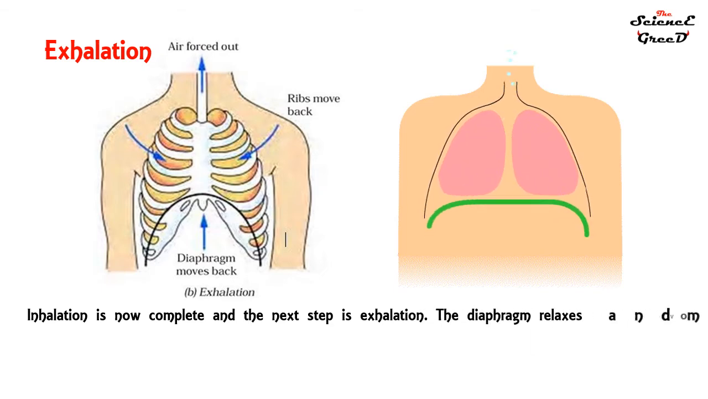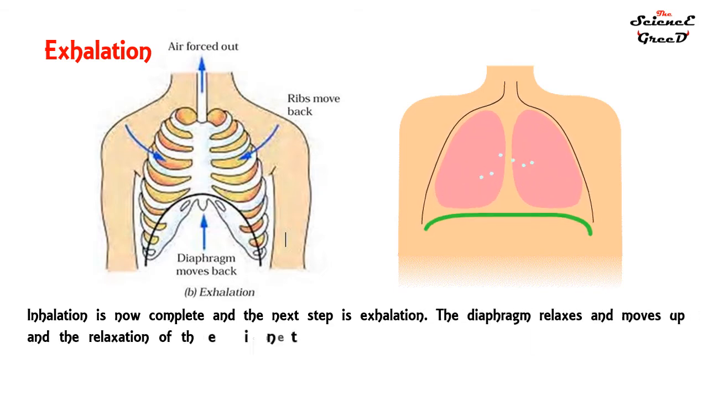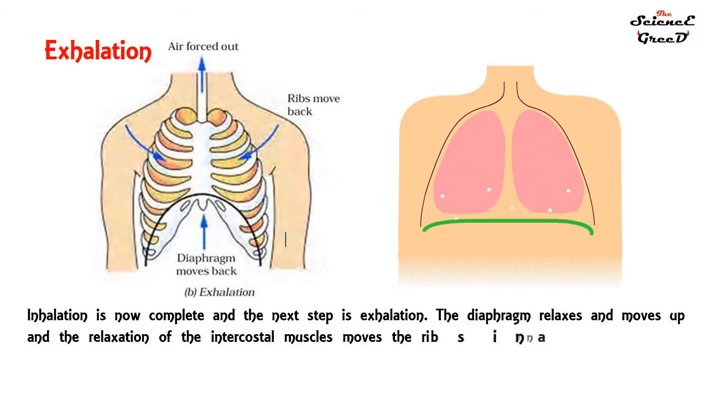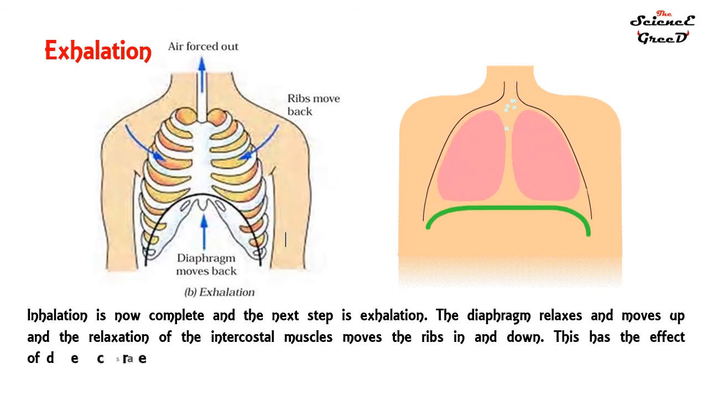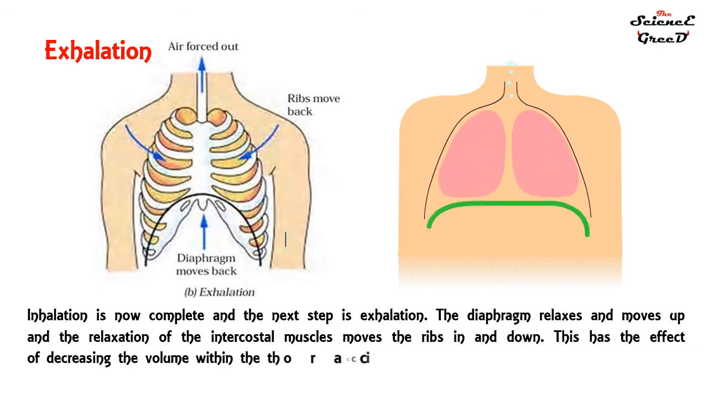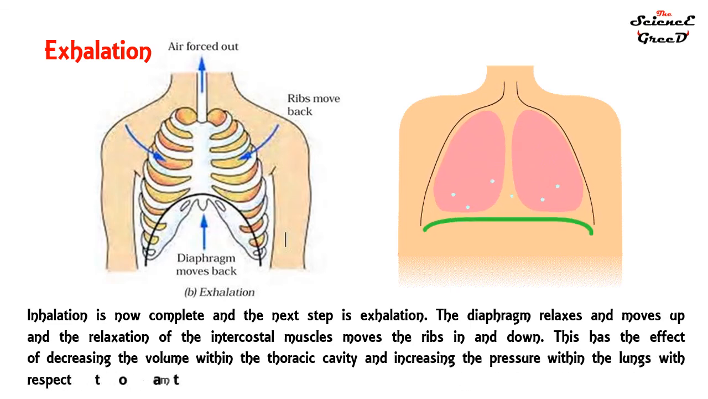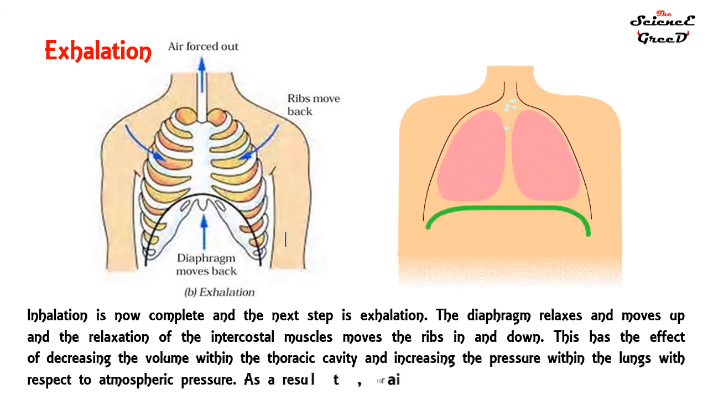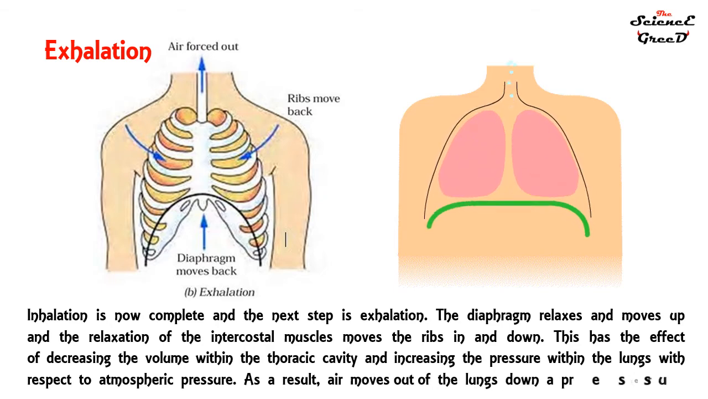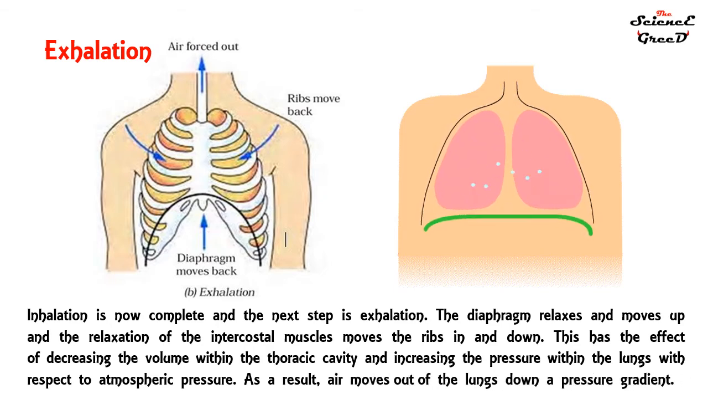The diaphragm relaxes and moves up, and the relaxation of the intercostal muscles moves the ribs in and down. This has the effect of decreasing the volume within the thoracic cavity and increasing the pressure within the lungs with respect to atmospheric pressure. As a result, air moves out of the lungs down a pressure gradient.